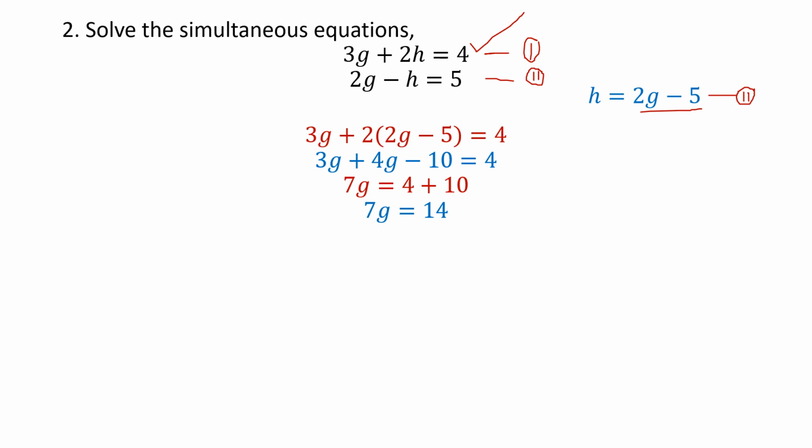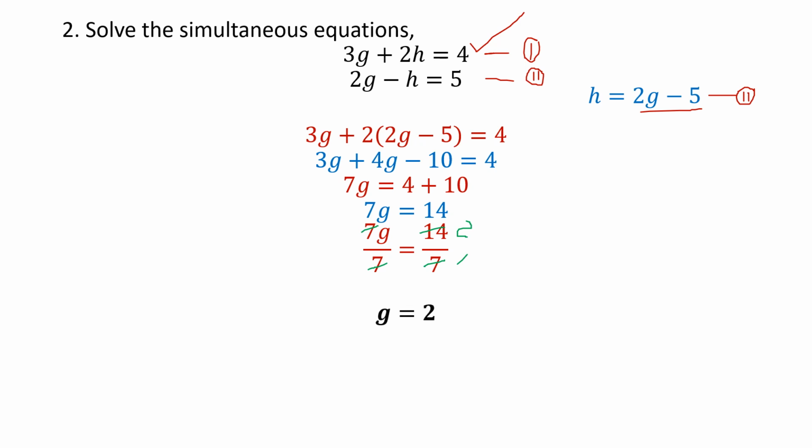Now dividing both sides by the coefficient of g, which is 7, we find out that this 7 will cancel with this 7. Then 7 into 7, it's 1. 7 into 14, it's 2. So we are saying g is equal to 2.